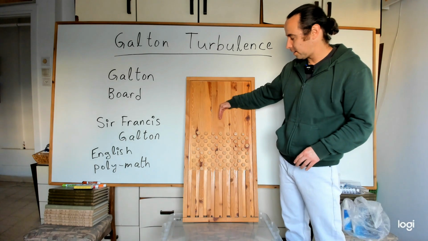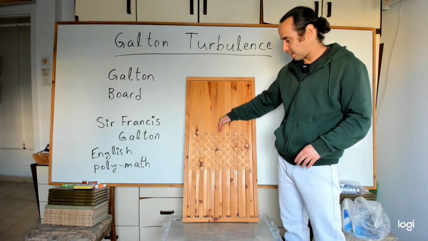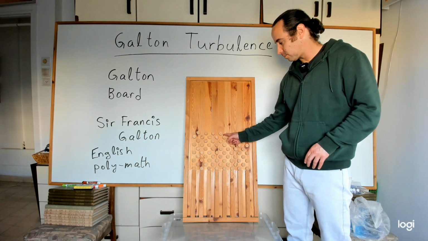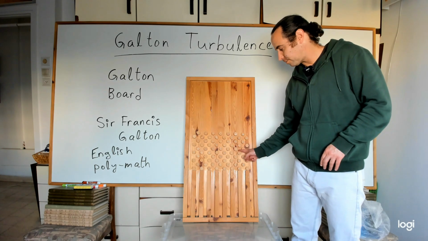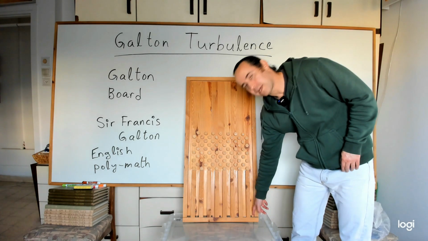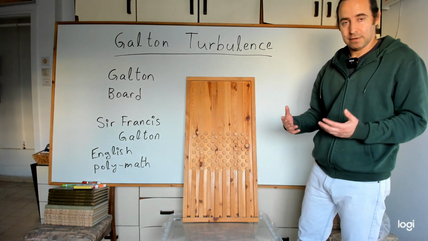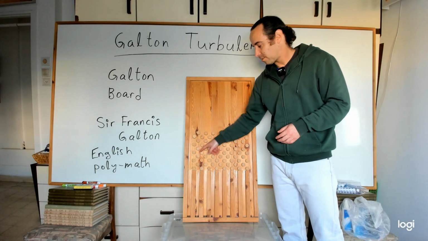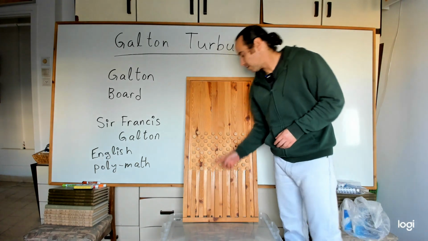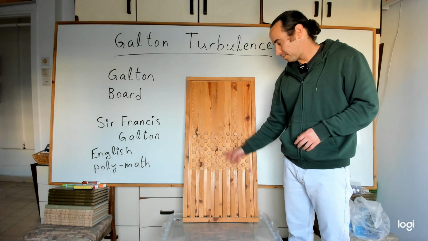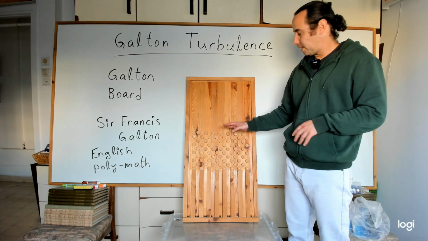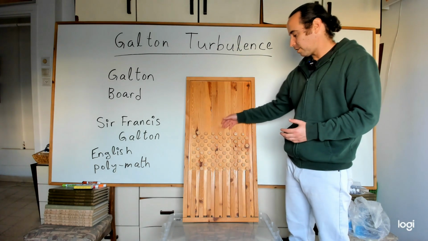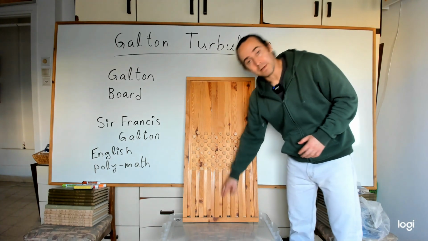Why? Because they are released in the middle, and only if they take a series of falling to the right, right, right, right, will they get to here, which is a rare event. And only if they go left, left, left, left, they fall here. But if they take some combination of random left, right, left, right, they will fall somewhere in the middle. And most of them will fall in this column.